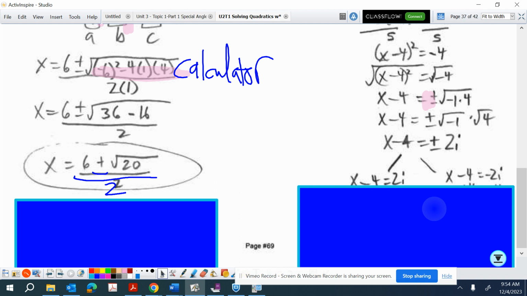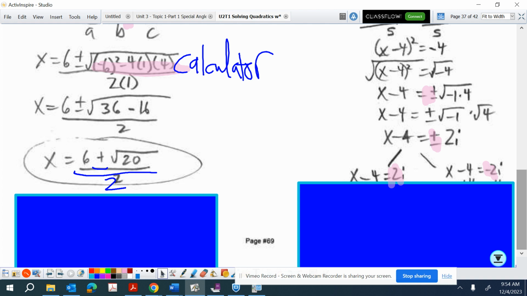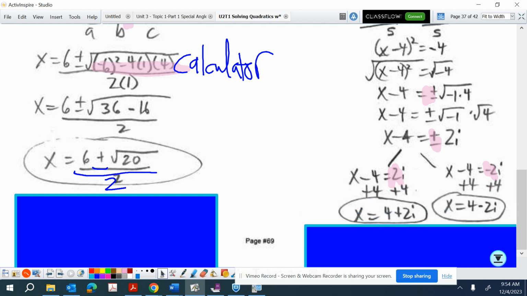Notice how I branch off into two different solutions. One is going to have a positive 2i, and the other one's going to have a negative 2i. So when I'm adding 4 to both sides, again, because it's a quadratic, I make sure I have two solutions. There they are.